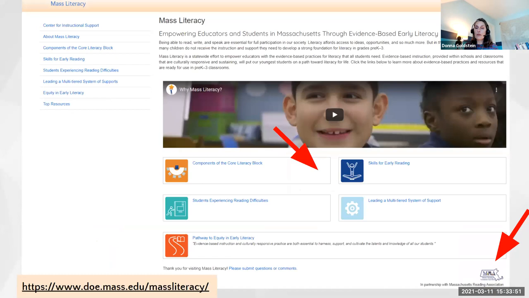For those of you who are new to the Mass Literacy Guide, it is a statewide effort to empower educators with the evidence-based practices for literacy that all students need. Evidence-based instruction provided within schools that are culturally responsive and sustaining will put our youngest students on the path toward literacy for life. As part of this work, over the next several years, DESE will offer early literacy programming paired with implementation supports, including resources, professional development, and grants.